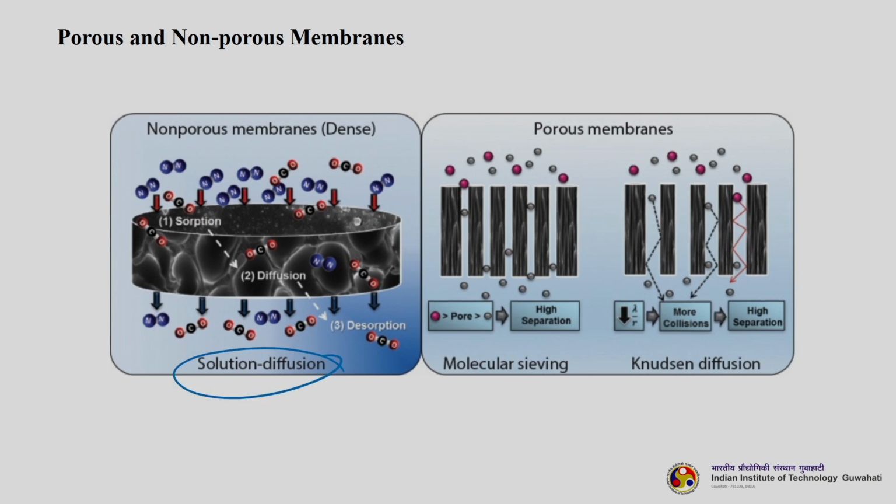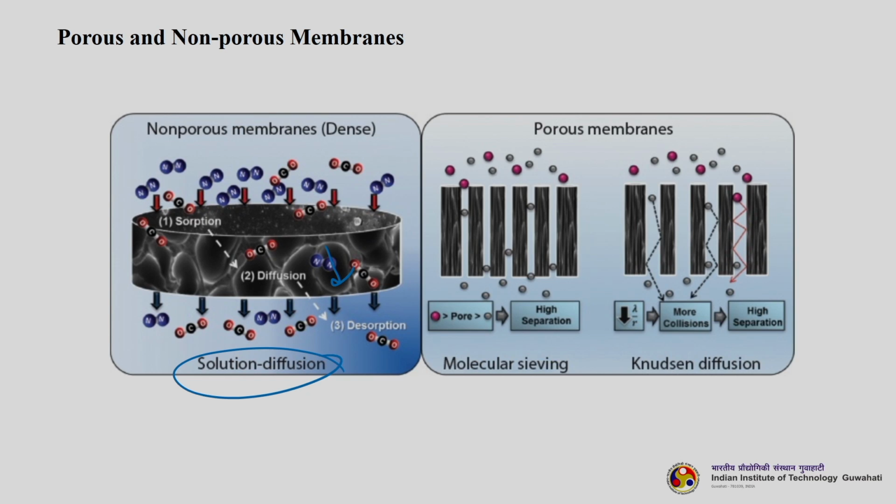So, the solutes come and get deposited on the surface of the membrane. Slowly they get dissolved or solubilized inside the membrane material, then they diffuse, again molecular diffusion of course, and then they permeate. So, this is what is called solution diffusion. Solubility and diffusivity are both important. Porous membranes have many different types of mechanisms.